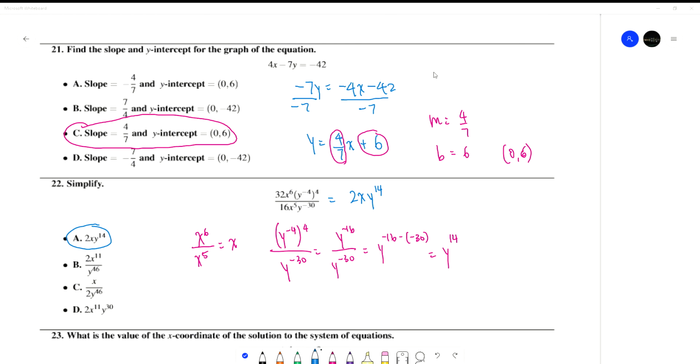All right, so practice those until you get pretty comfortable with those laws. Okay. All right, we have last 3 here.